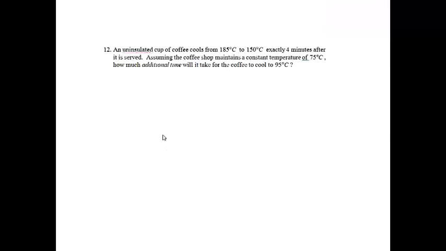Right, number 12. An uninsulated cup of coffee cools from 185 degrees to 150 degrees exactly 4 minutes after it is served. Assuming the coffee shop maintains a constant temperature of 75 degrees, how much additional time will it take for the coffee to cool to 95 degrees Celsius?